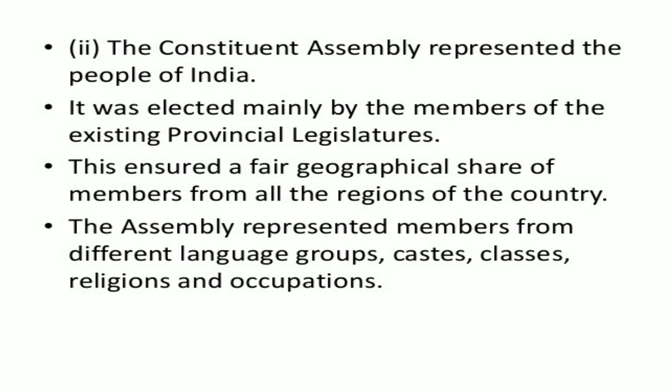The Constituent Assembly represented the people of India. It was elected mainly by the members of existing provincial legislatures. This ensured a fair geographical share of members from all the regions of the country. The Assembly represented members from different languages, groups, castes, classes, religions, and occupations also.